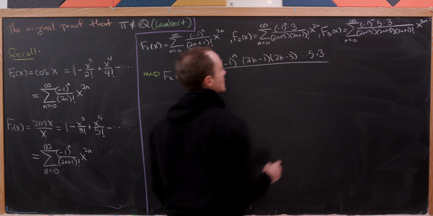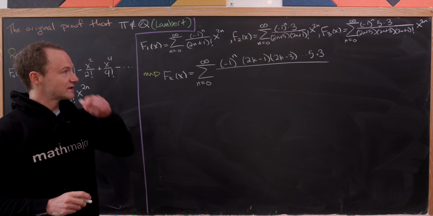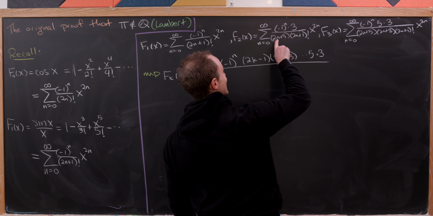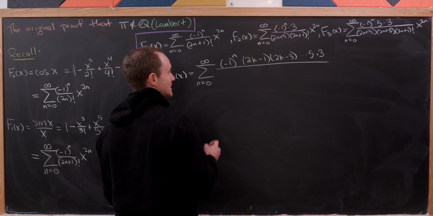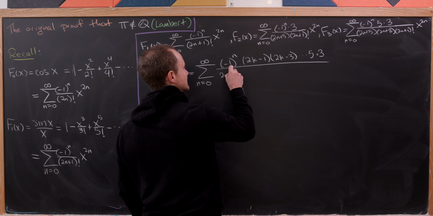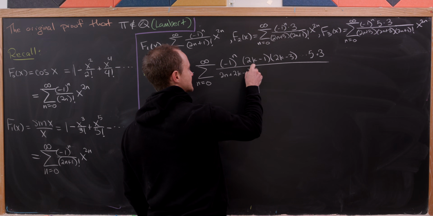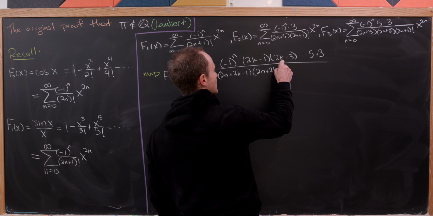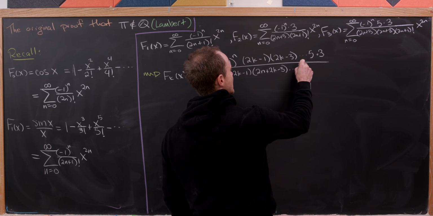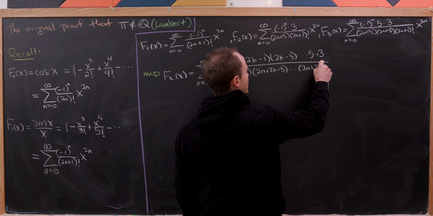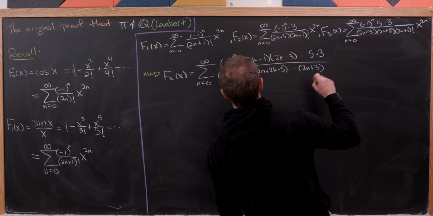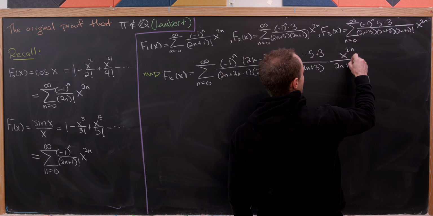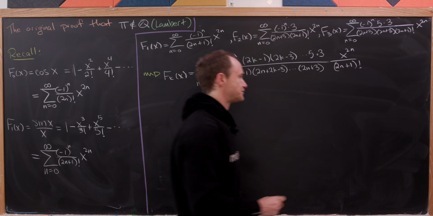And then this is all going to be over, well, notice that that is those odd numbers in a descending product added to 2 times n. So we'll have 2 times n plus 2k minus 1 times 2 times n plus 2k minus 3 all the way down to 2 times n plus 3. And then after that, we'll have our x to the 2n over 2n plus 1 factorial term.